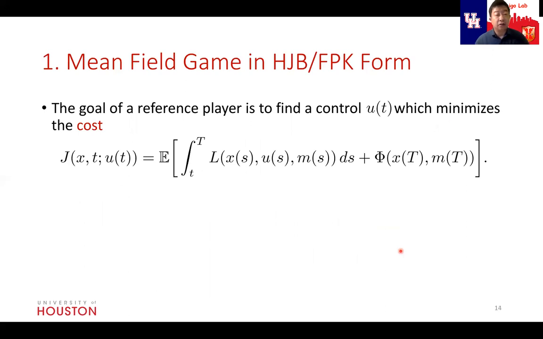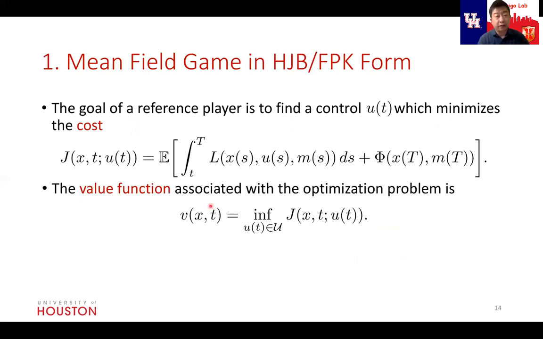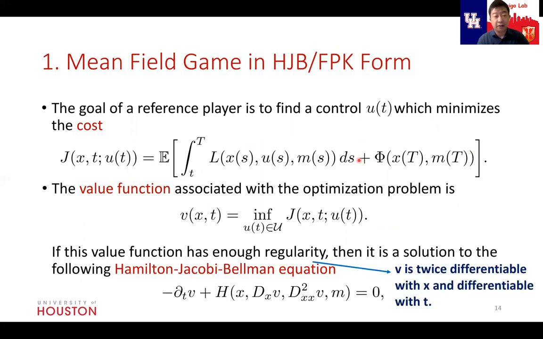And the goal of the reference player is to find the control to minimize this kind of cost. And then, okay, here this control is a static control. Then we can define a value function at this part. So basically, we find the optimal solution of control to optimize this cost function, which is only a function of the state x and t.